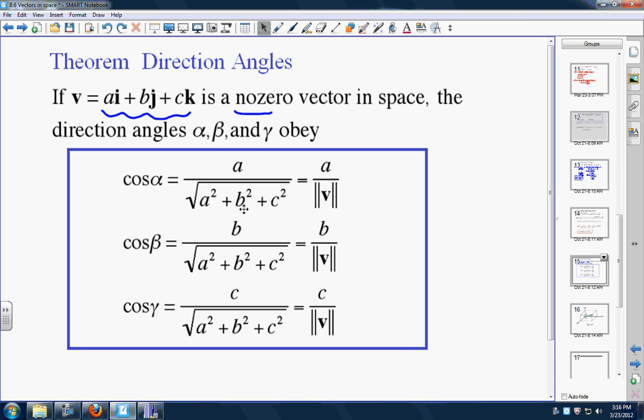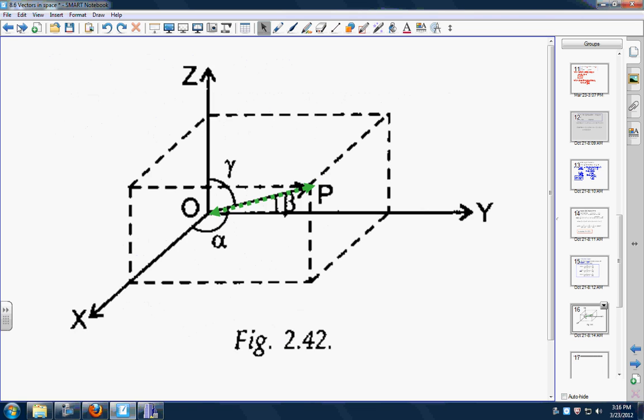All you really have to do is take the a component, put it over the magnitude, okay? And that's going to equal cosine of alpha. So cosine beta is the b component over the magnitude. Okay? If you want to follow the proof in the book here, it's a neat little application with these. But these will be available to you guys. You just have to know what they're used for. So we're trying to find at what angle the vector sits to each individual axis.